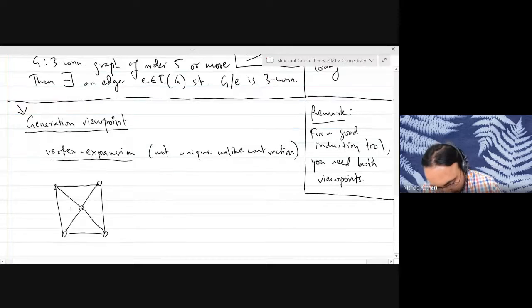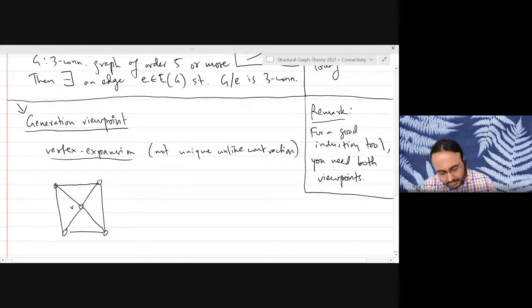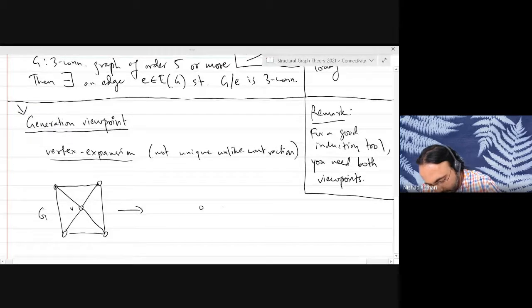That's right. Okay, so if this is your graph G, then expanding the vertex is basically splitting into 2 vertices, V1 and V2.